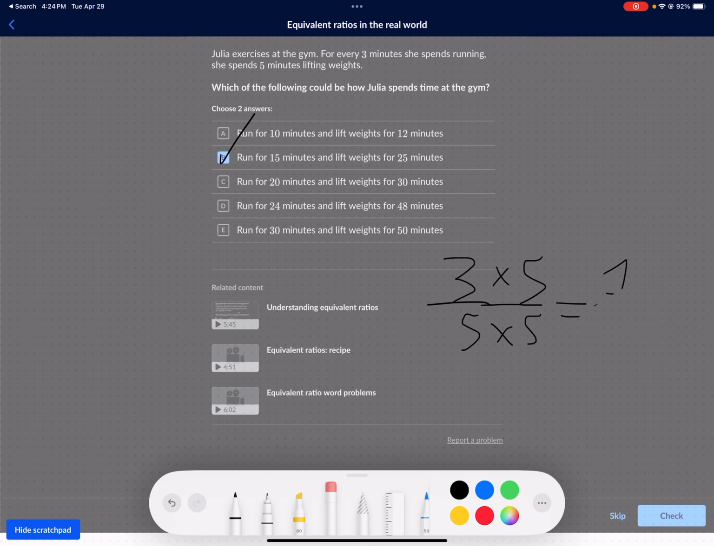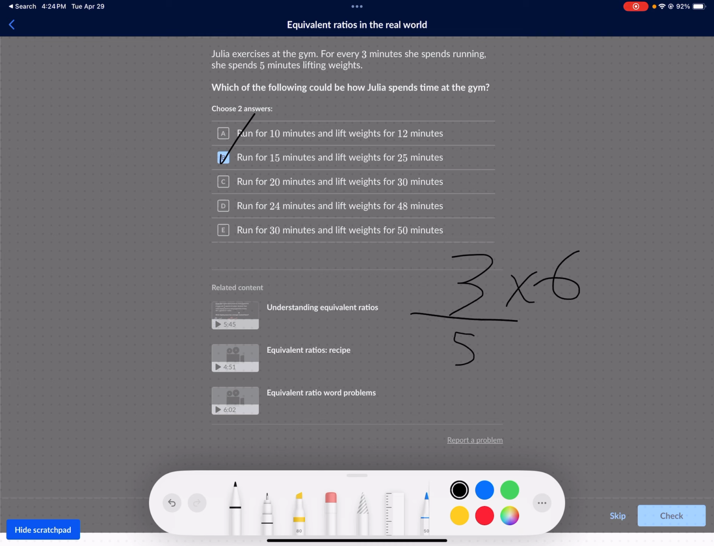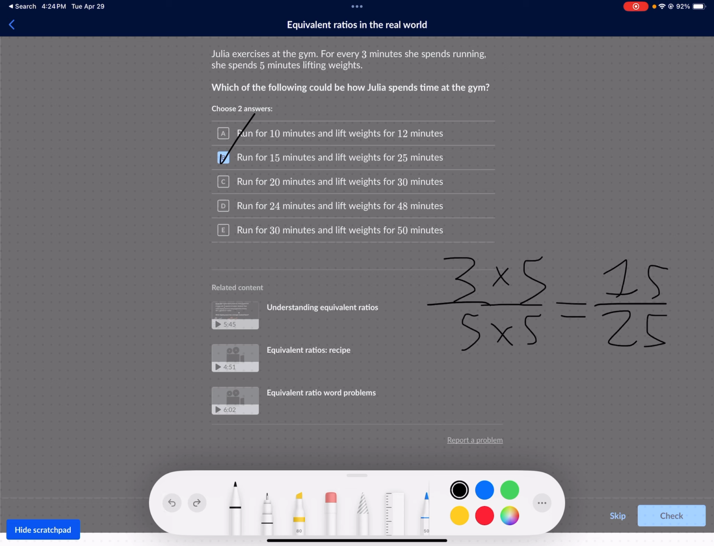We only need one more answer left, so let's just keep going. Could 3 times 6 and 5 times 6 work? What will this be? 18 over 30. And, nope, this won't work either. And hey, since we already passed running for 10 and lifting for 12, we're not going to get that anymore, are we? It's not going to be A.